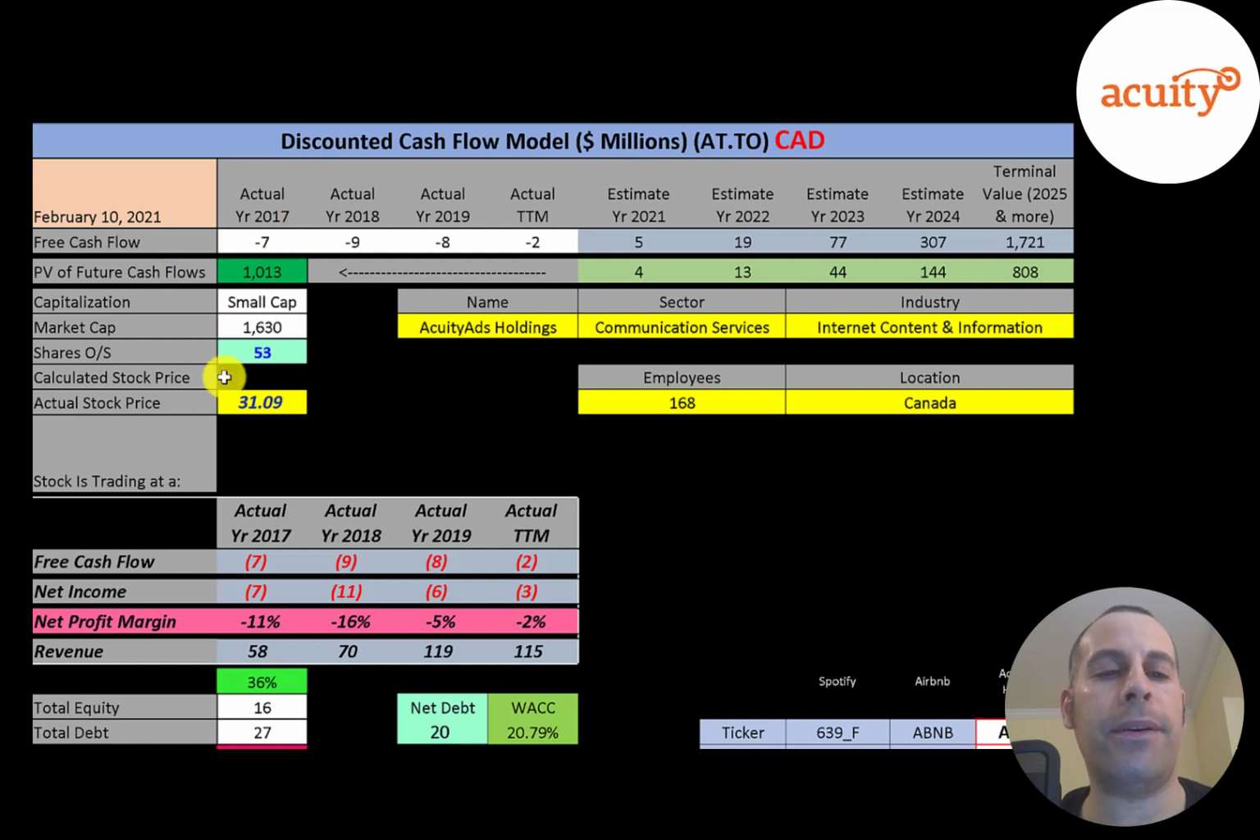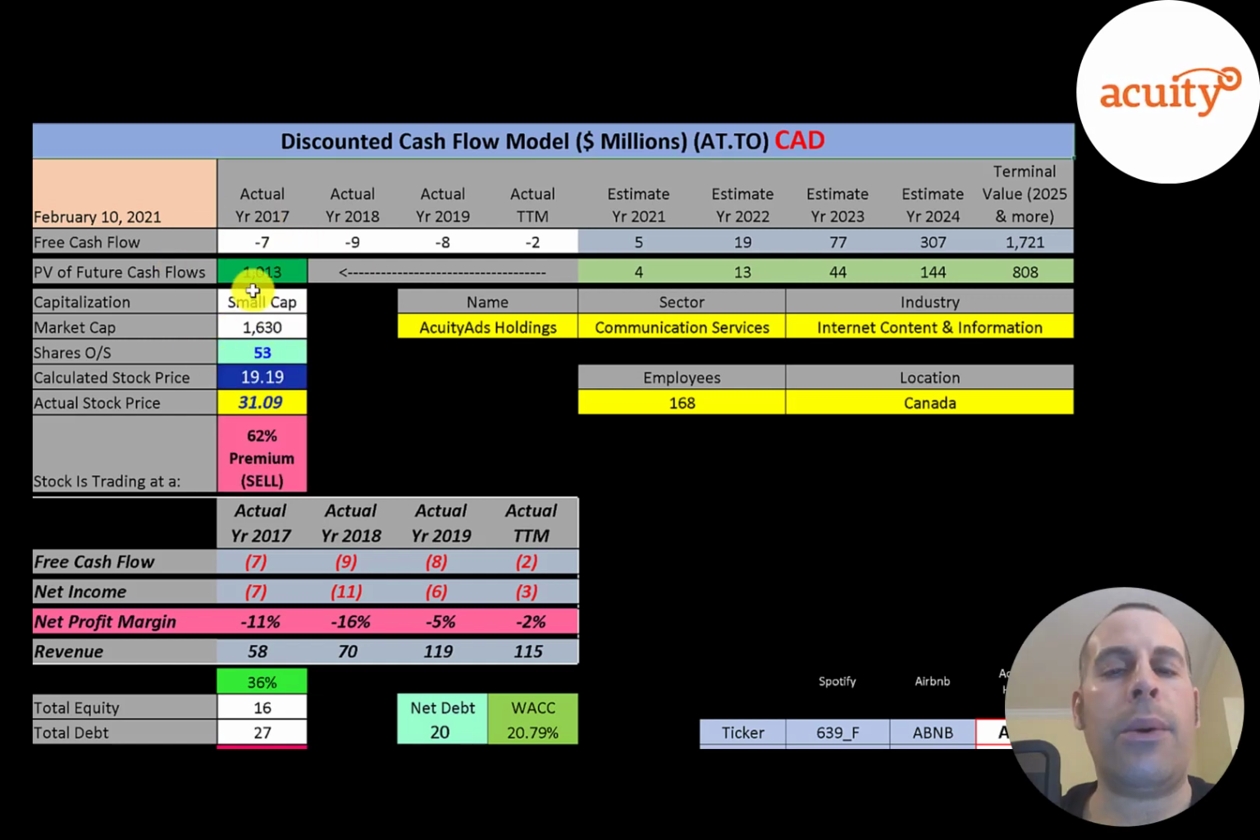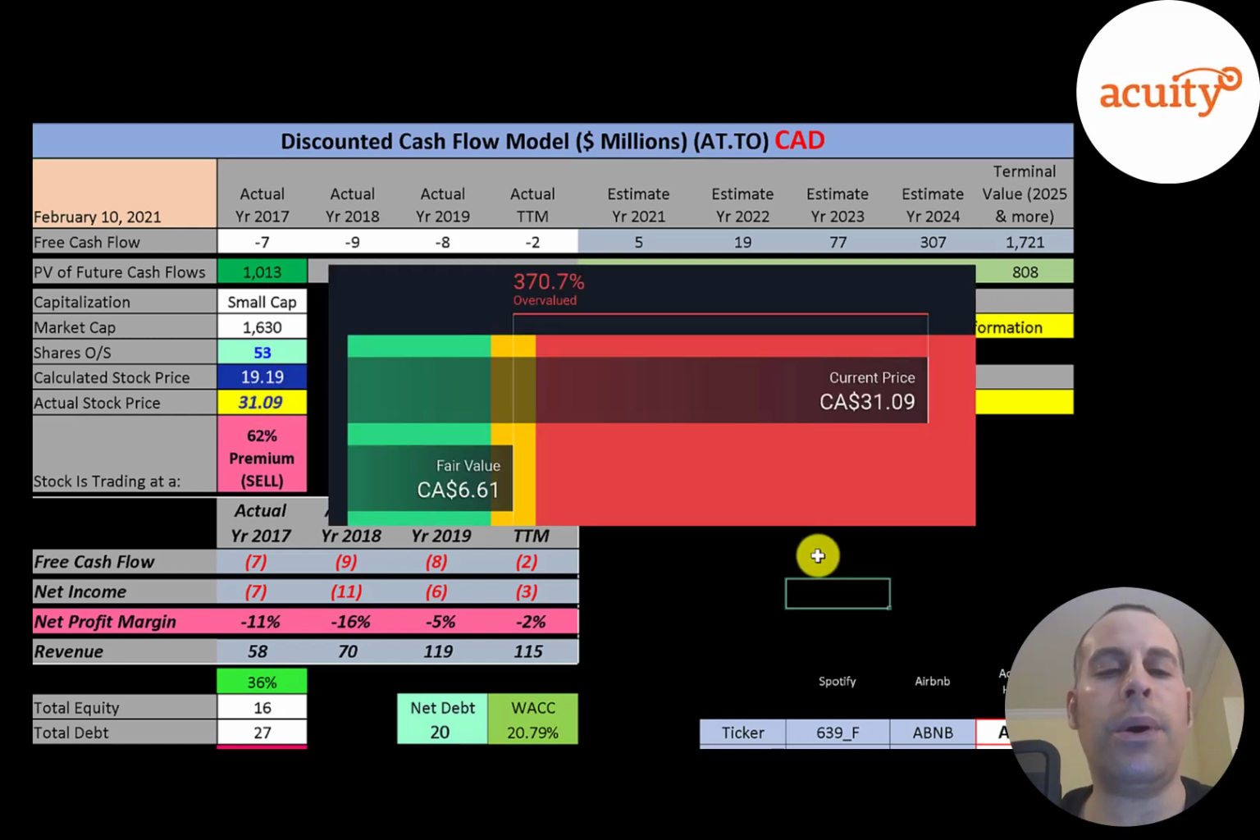We divide that by 53 million shares, and we get a calculated stock price of $19. They're trading at $31, so they're trading at a 62% premium. It's a sell according to the model. Simply Wall Street values the company at $7, so they're saying it's even more overvalued than me.